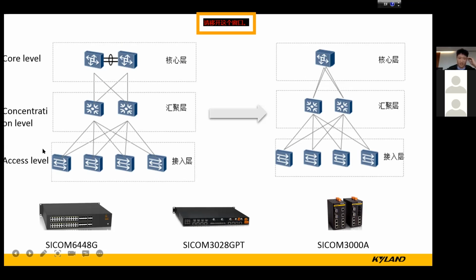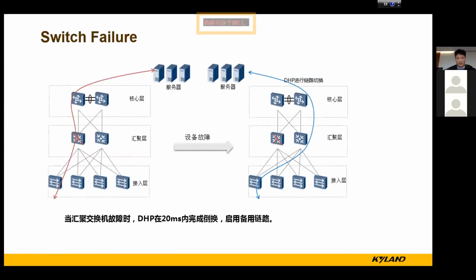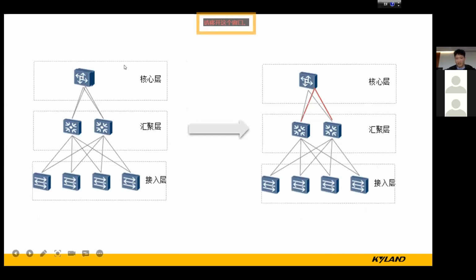And at the core level, we use the 2U unit switch. And at the concentration layer, we use the Silicon 3028 GPT. And at the access layer, we use the Silicon 3000A. And you can see at the core level, we use the VRP protocol to provide redundancy routing.